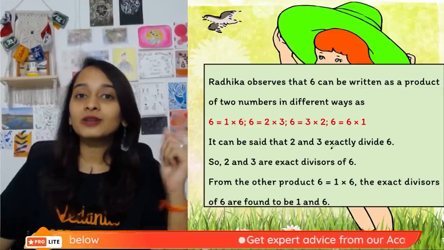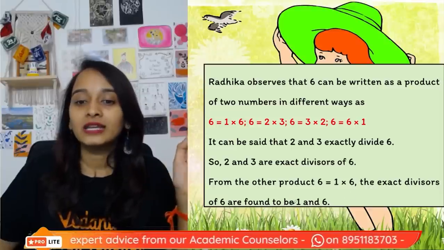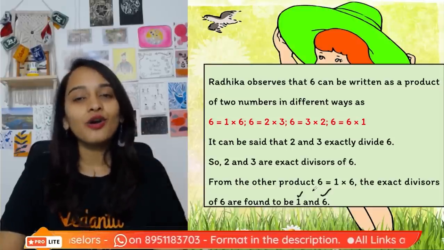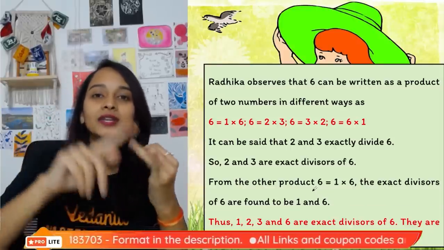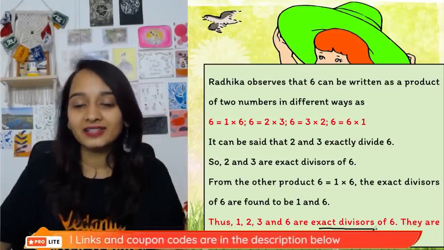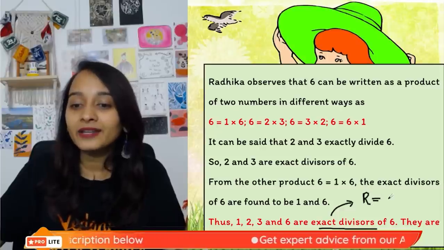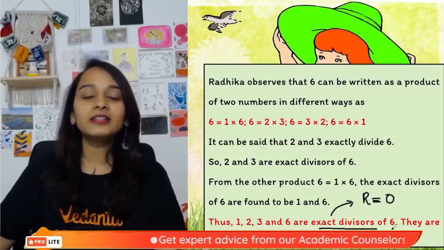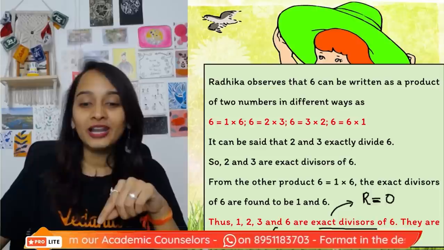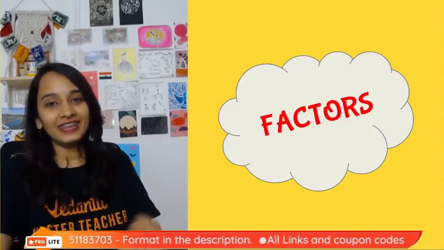So, from the product 1 multiplied with 6, yes, 6 multiplied with 1, what can we come to a conclusion? That 6 and 1 are also the exact divisors of 6. So, you can say that 1, 3, 2 and 6 are exact divisors of 6. What do you mean by exact divisors again? They leave the remainder 0 when 6 is divided by these numbers. Then they are also called factors of 6. That is what we are going to learn now.